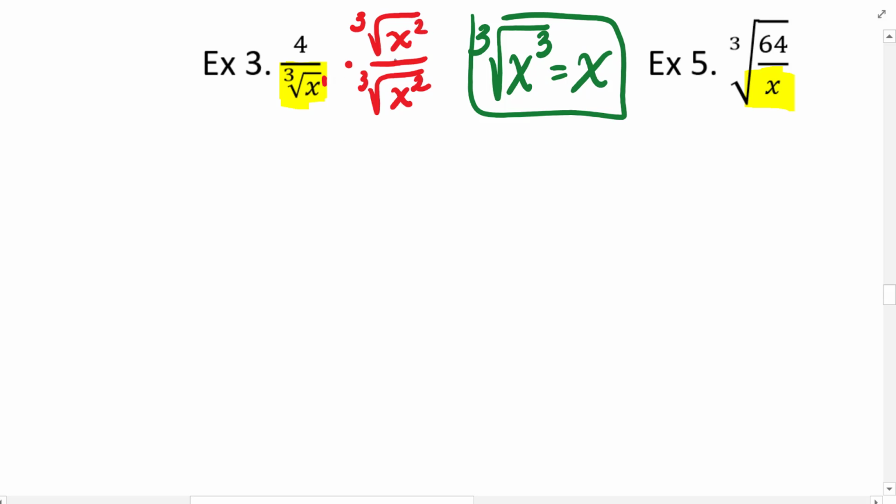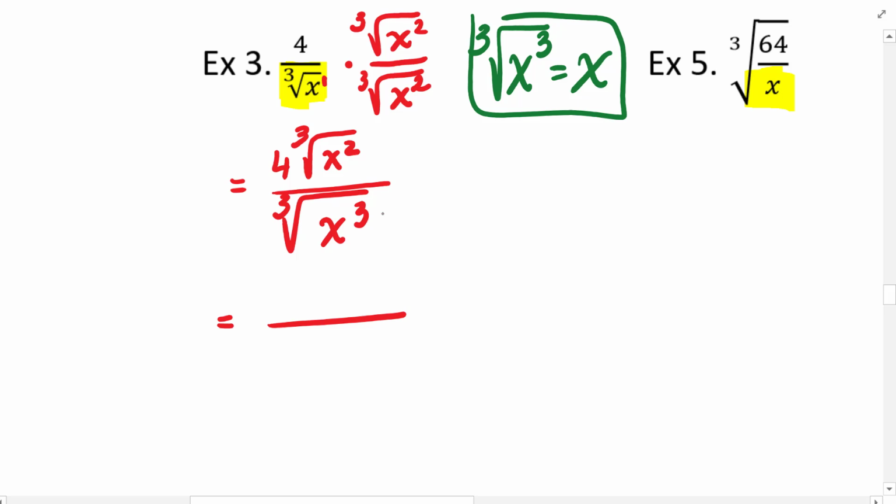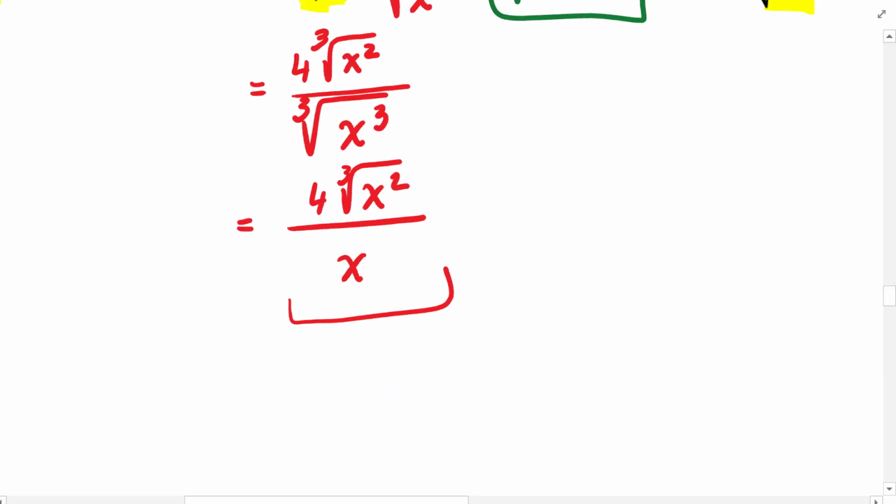So then we multiply by cube root of x to the second over cube root of x to the second. So the numerator is 4 cube root of x to the second, while the denominator is cube root of x times x to the second, which is x to the third. So cube root of x to the third is just x, and we have 4 cube root of x squared. So final answer. No more radical at the denominator.